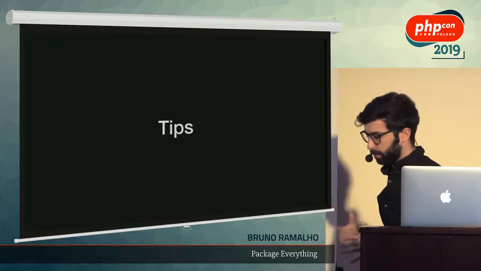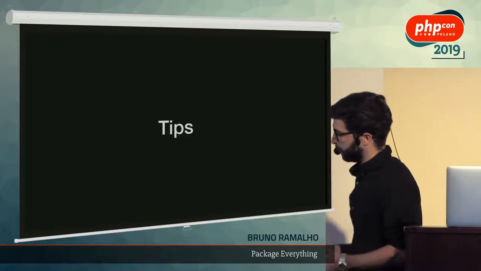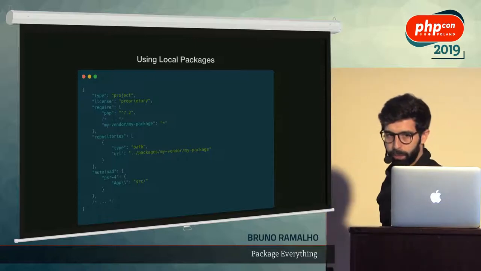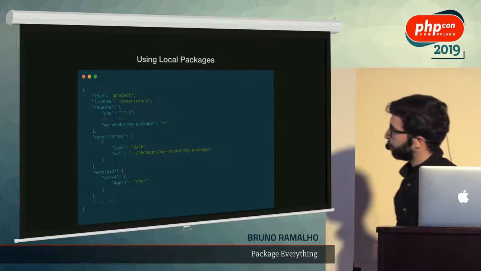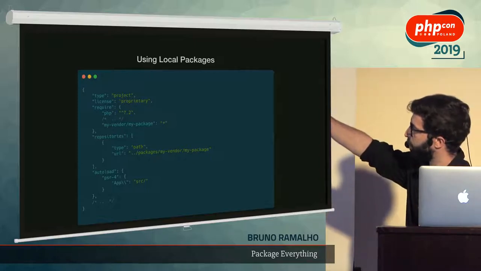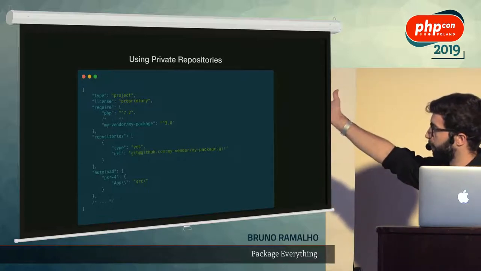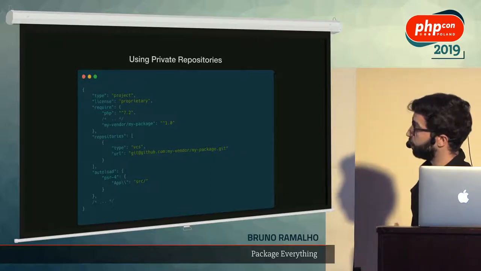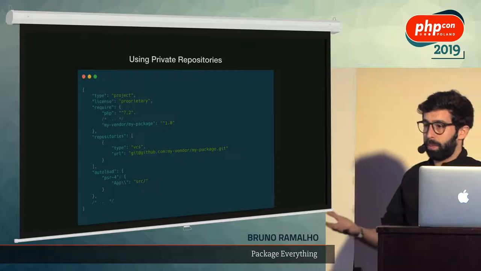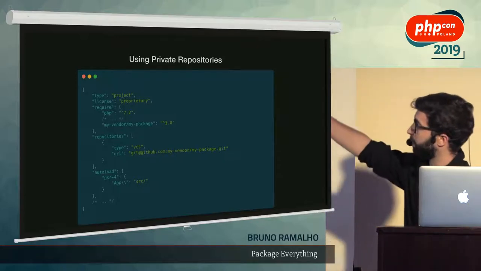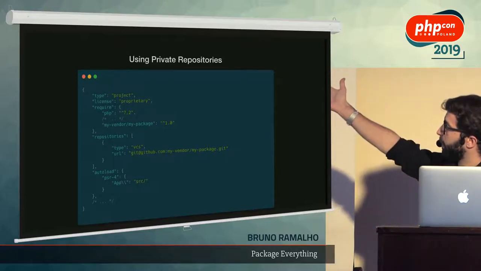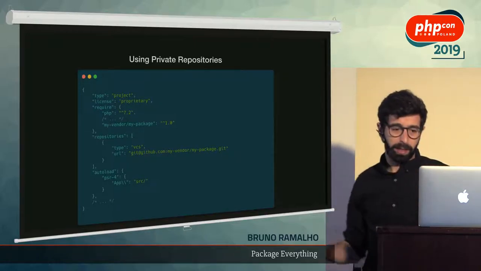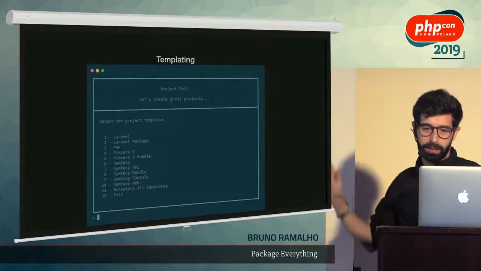So now I will tell you some tips that I use in my daily work. For example, to use a local package, I simply set the repository's path and then the URL. The URL is my local computer. Or even if I want to use a private package and you don't have your own private packages, you can simply set the type as VCS and then put your URL. In this case, you need to set up the health of your Composer, but no big deal.